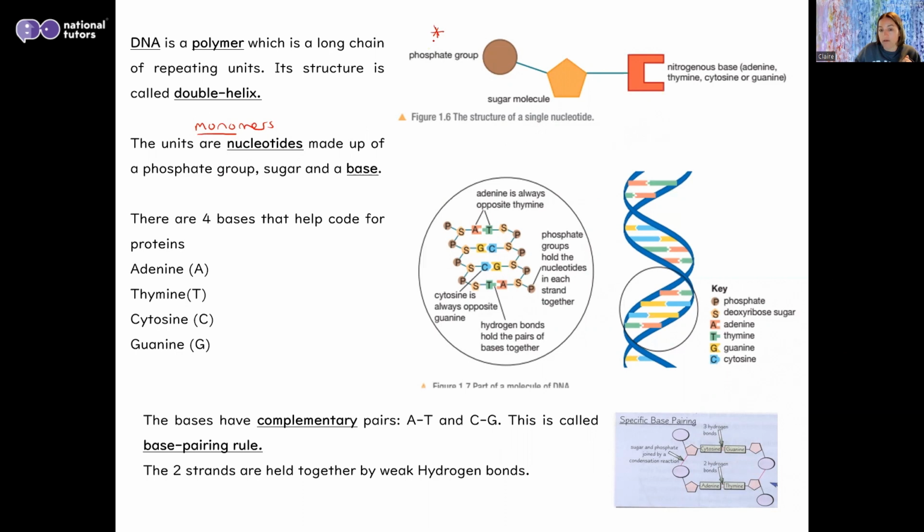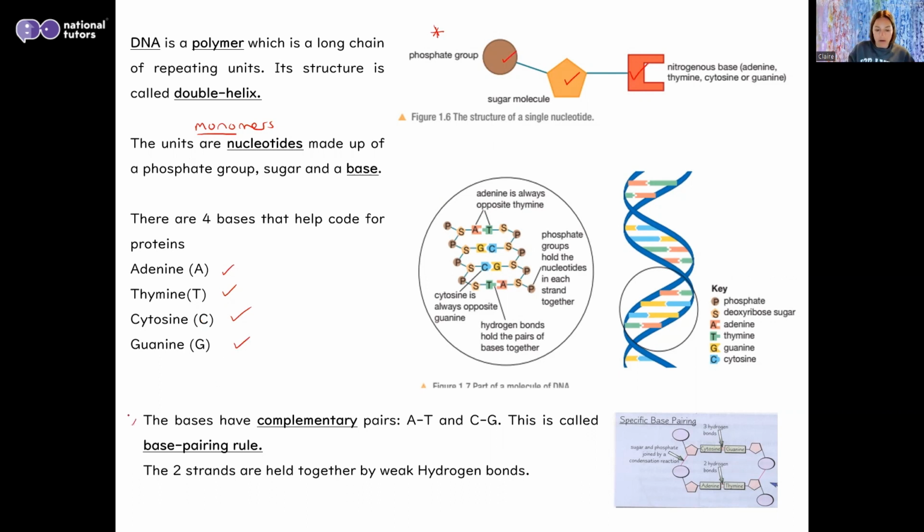Now, this diagram here from your textbook shows you what a single nucleotide is. It's made up of a phosphate group, a sugar molecule, and a base. Now, the bases change. You've got four bases: adenine, thymine, cytosine, guanine. And yes, I would learn those. I'm sorry I haven't got them in bold, but you should know these. You can abbreviate them into A, T, C, and G, and that is basically the DNA code. How they are arranged in order is the DNA code, and that code is specific in its sequencing of all proteins, okay? So that's what we're going to go on to.